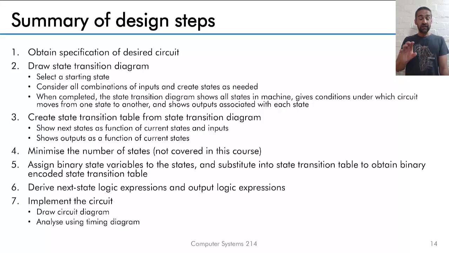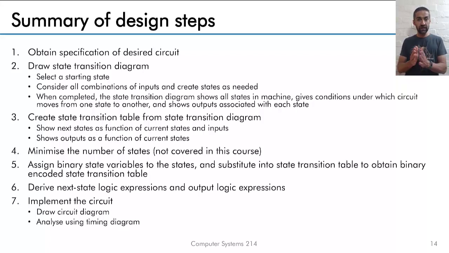Then what you do is you take that state diagram and you convert that into a state transition table. And in that state transition table, you have to show the next states depending on the input and the current state. And then you also show what the outputs are depending on the current state. Then you could also minimize the number of states, but we don't deal with that in this module, and that's a bit advanced. And then you enumerate, or you give a number to each one of the states, and if necessary to each one of the output conditions. You give a number to it.